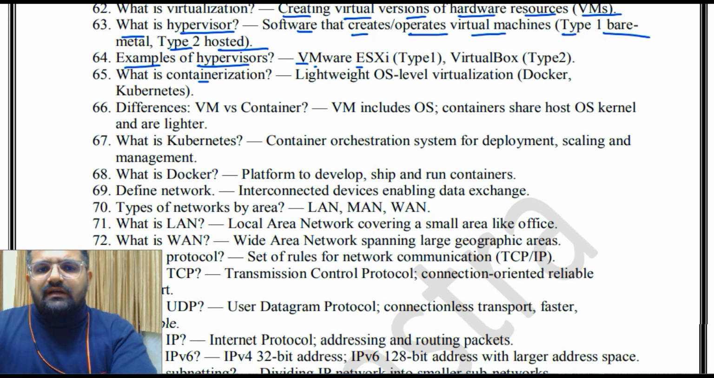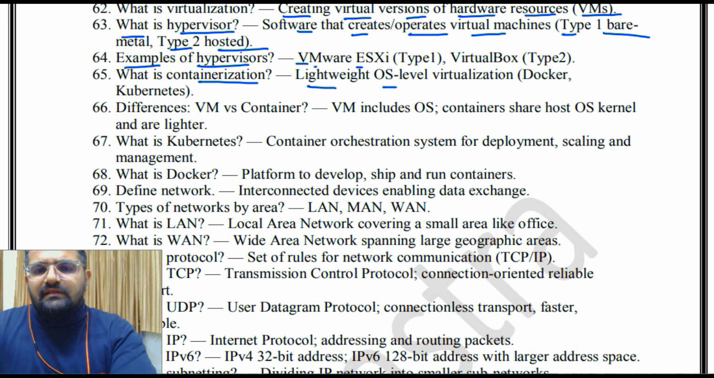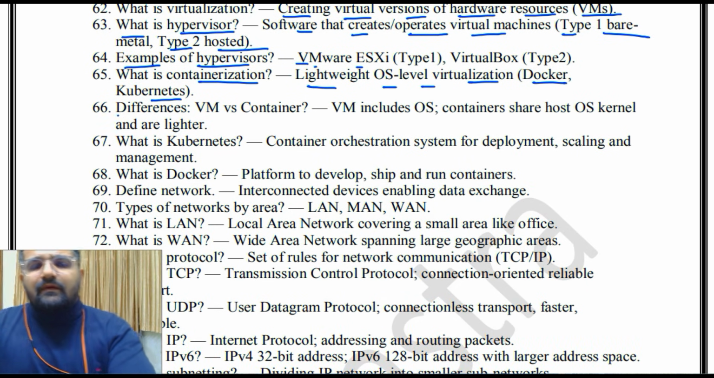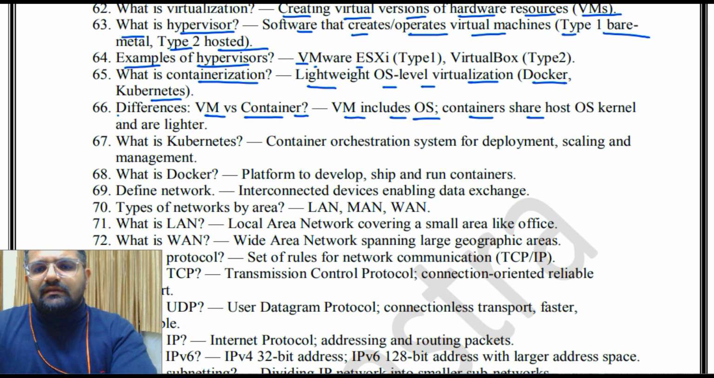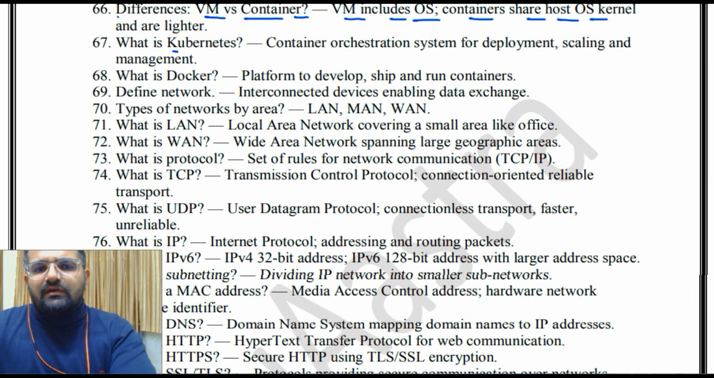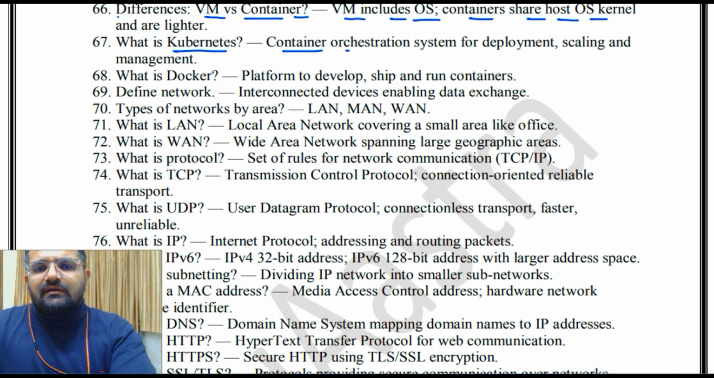What is containerization? Lightweight operating system level virtualization, Docker, Kubernetes. Differences: VM versus container. So VM includes operating system, containers share host operating system kernel and are lighter. What is Kubernetes? Container orchestration system for deployment, scaling, and management. What is Docker? So platform to develop, ship, and run containers.